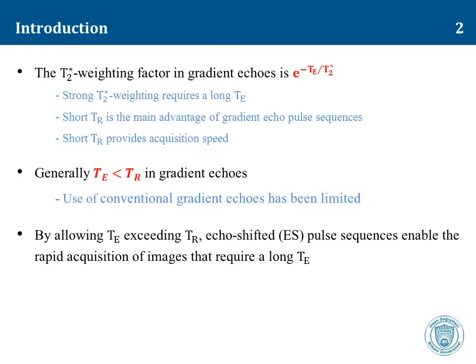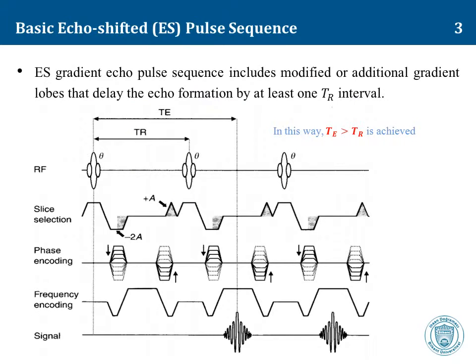By allowing TE exceeding TR, echo-shifted or ES pulse sequences such as PRESTO enable the rapid acquisition of images that require a long TE. An echo-shifted gradient echo pulse sequence includes modified or additional gradient lobes that delay the echo formation by at least 1 TR interval. A representative example of an ES gradient echo pulse sequence is shown in this slide.